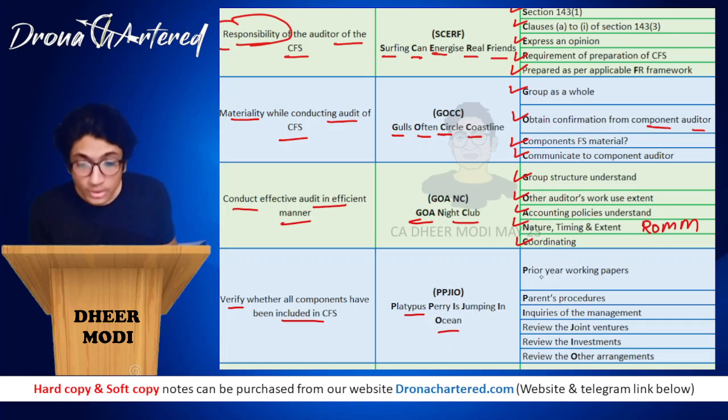PPIJIO. Okay. So your PP is prior year working papers. Next P is your parent's procedures, you understand the parent's procedures. Your I is inquiries of the management where you ask them. Then your J is over here, it should be PPIJIO. Okay, so I've missed this. Instead of PPJIO, this should be PPIJIO.